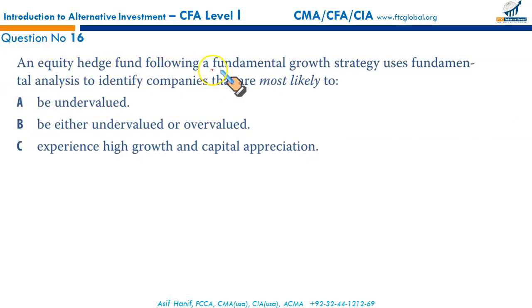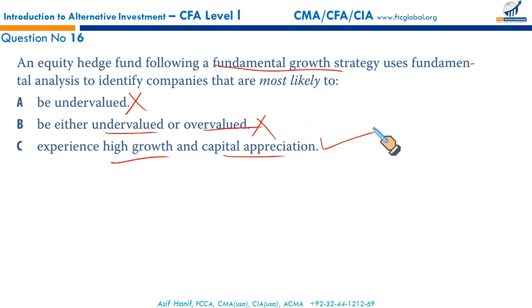An equity hedge fund following a fundamental growth strategy uses fundamental analysis to identify companies that are most likely to be undervalued. This is incorrect, because fundamental value strategies use fundamental analysis to identify undervalued companies, not the fundamental growth strategy. Then, likely to be either undervalued or overvalued. That is incorrect as well, because market neutral strategies are the strategies that use either quantitative or fundamental analysis to identify under or overvalued companies. So this is again incorrect. Then of course, fundamental growth strategies use fundamental analysis to identify companies that are most likely to experience high growth and capital appreciation. And that makes C the correct option.